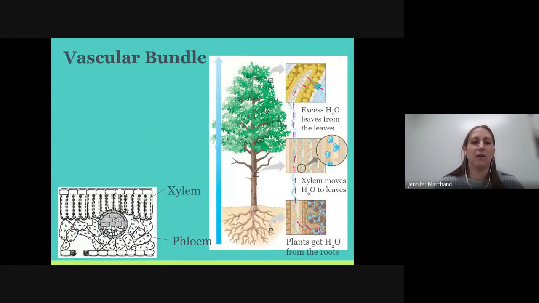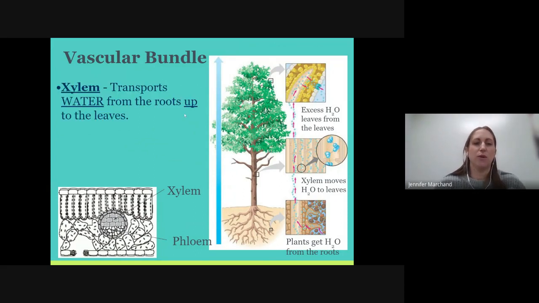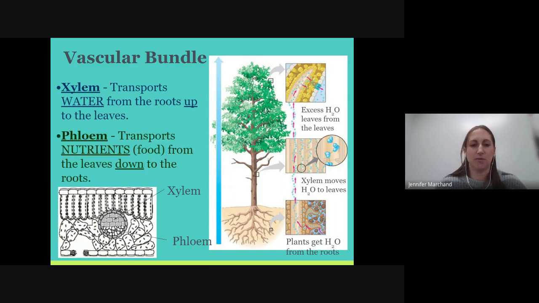Okay. Now let's talk a little bit about vascular bundles. In vascular bundles, you have the xylem that transports water from the roots up to the leaves. Okay, so down from the roots all the way up here, it takes all the water and puts it all the way up to the leaves.